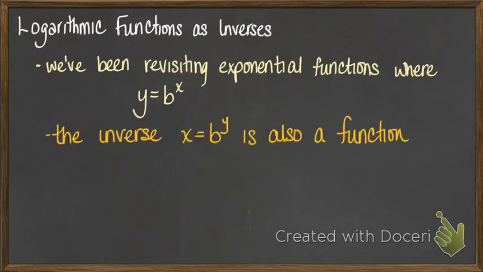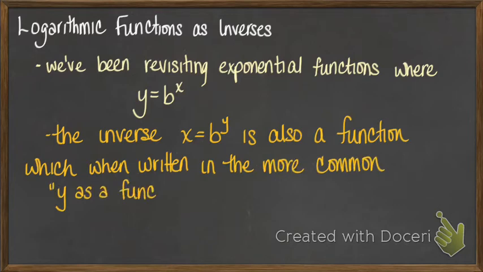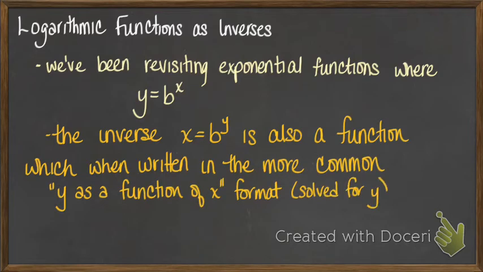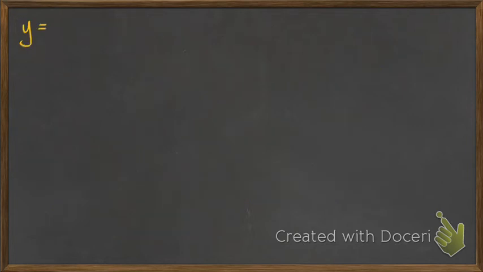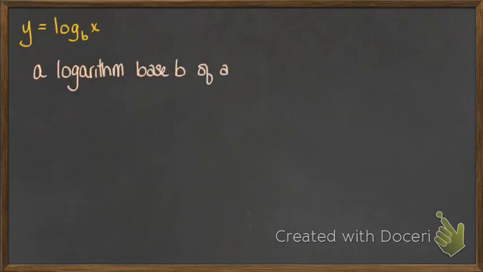The inverse would be found by us switching x and y. So we'd arrive at the statement x equals b to the y. Now that's also going to be a function if we think about what the reflection of that exponential curve would look like. The way we like to see functions written is y equals and then some expression involving x. The way we do that here is to write y equals the log base b of x. So y equals the log base b of x.